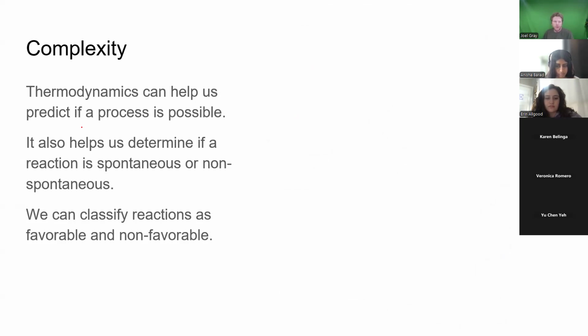Thermodynamics. Thermodynamics are a part of the study of biochemistry. It can help us predict if a process is possible, or if it's spontaneous or non-spontaneous. And ultimately, we're going to classify reactions as being favorable or non-favorable.